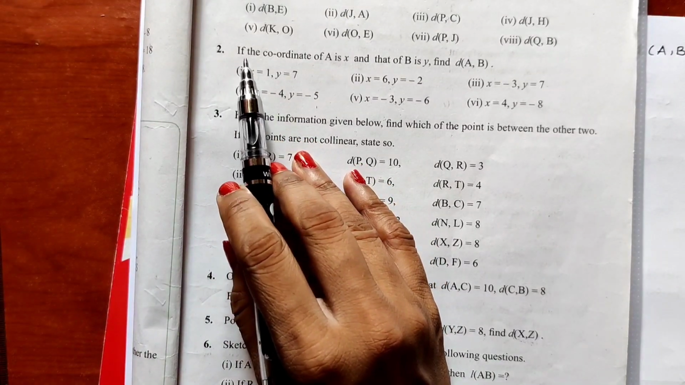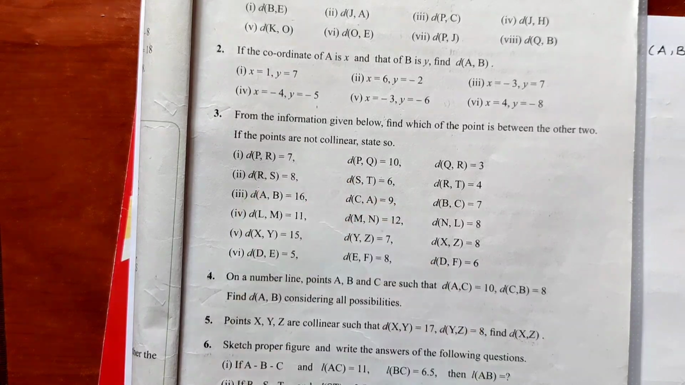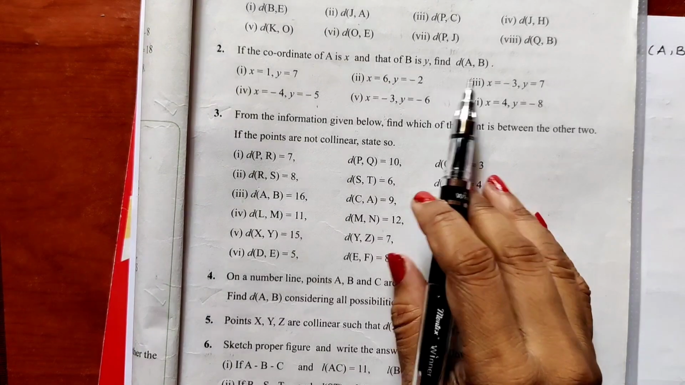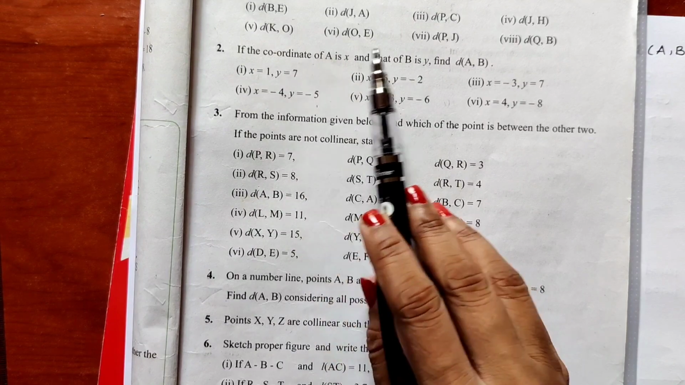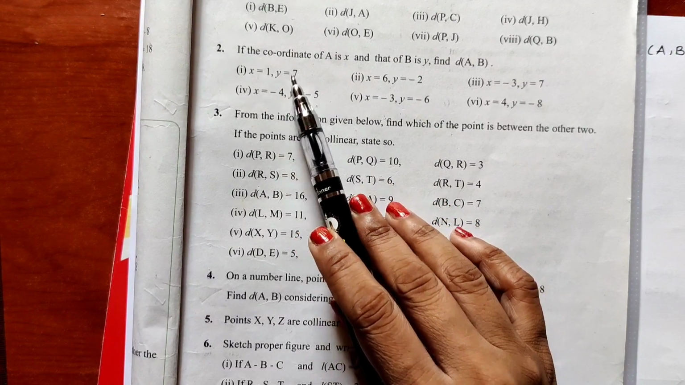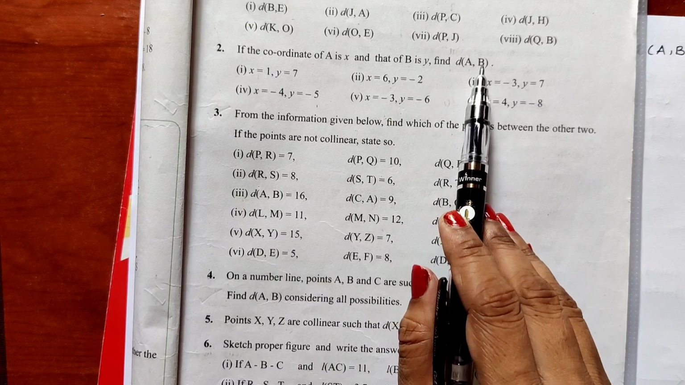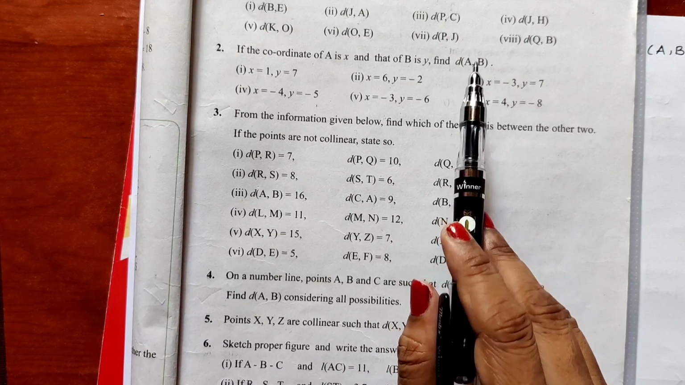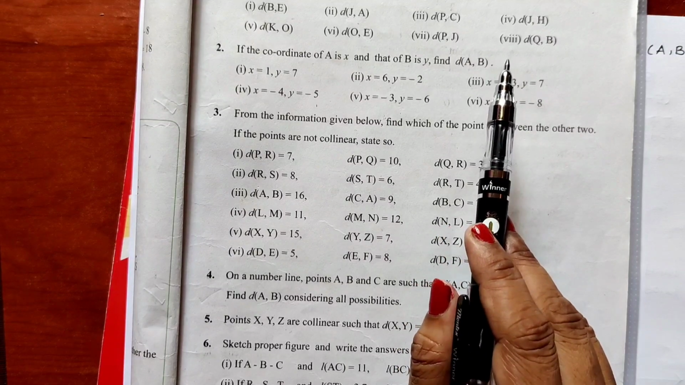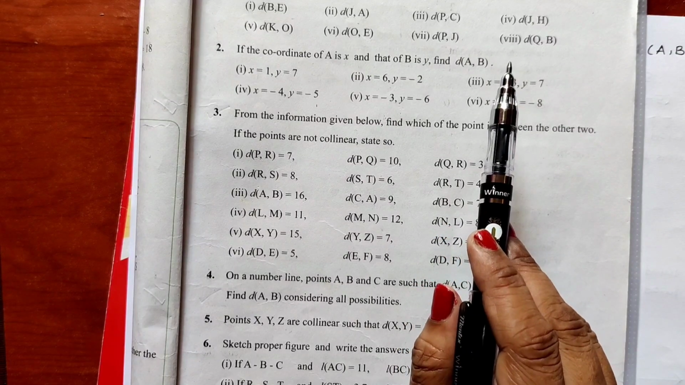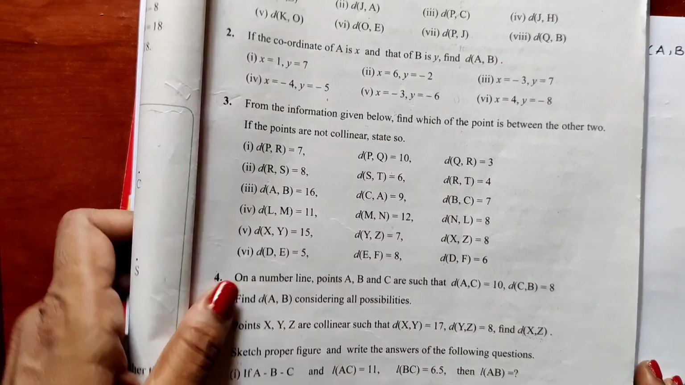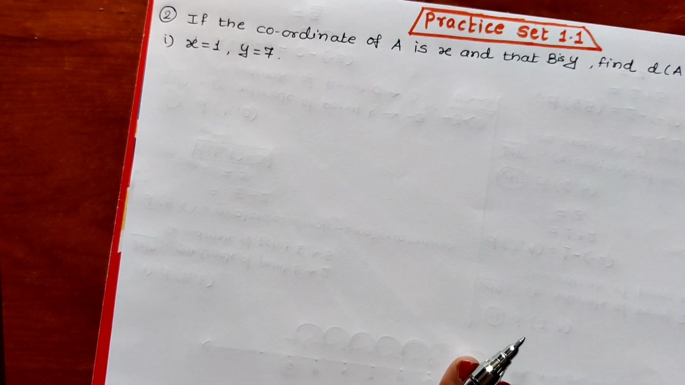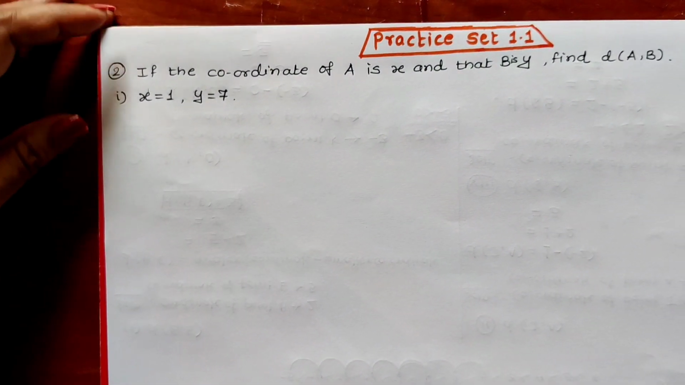Now let's see this question number 2. If two coordinates of A is X and B is Y, find distance AB. Okay, so X is the coordinate of A and Y is the coordinate of B, and values of X and Y are given here. We have to find the distance of AB. Again we will be applying same formula, greater coordinate minus smaller coordinate. We have to check which one is greater and which is the smaller, and we can subtract the smaller one from the greater one. Let us solve. First sum, x is equal to 1 and y is equal to 7 is given to us.